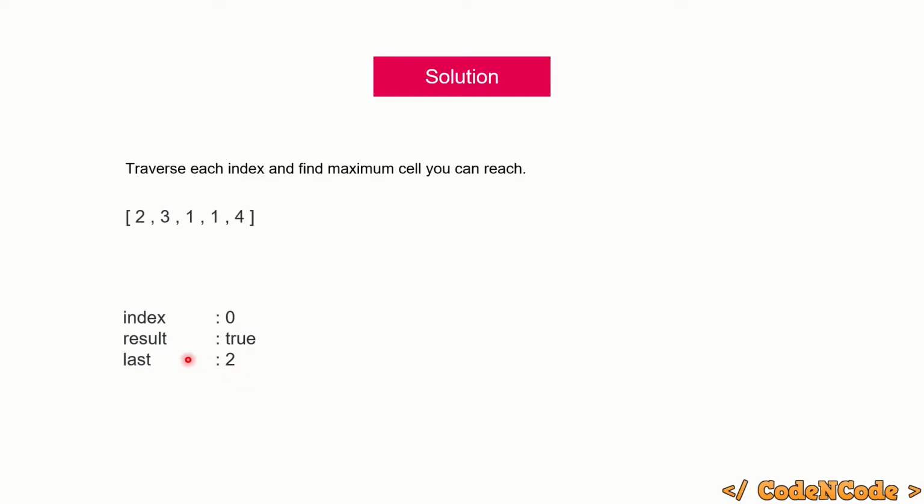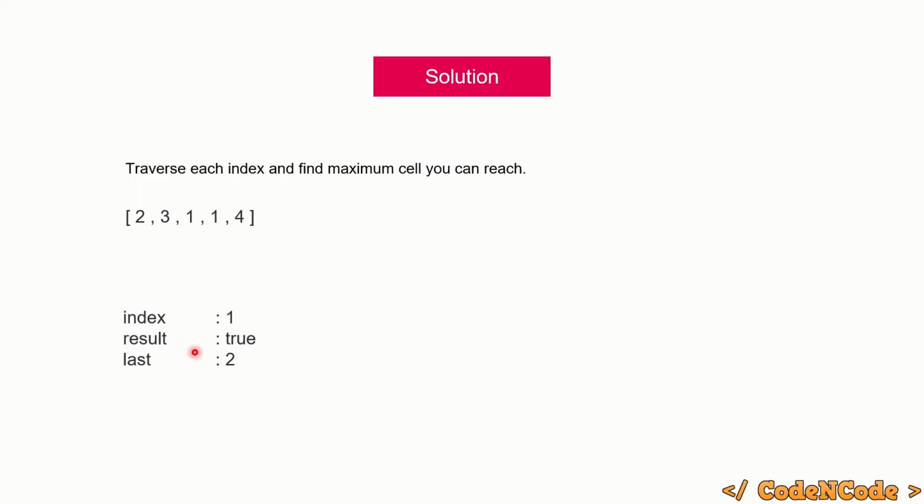Now increment index. If index at any time goes beyond last, that is invalid. That means that index is not reachable. This represents your maximum reach and the indices that are reachable.